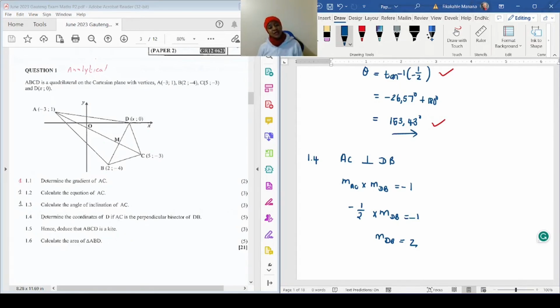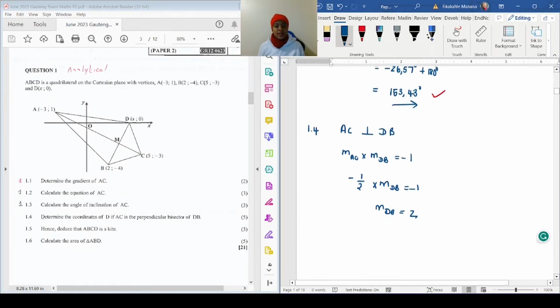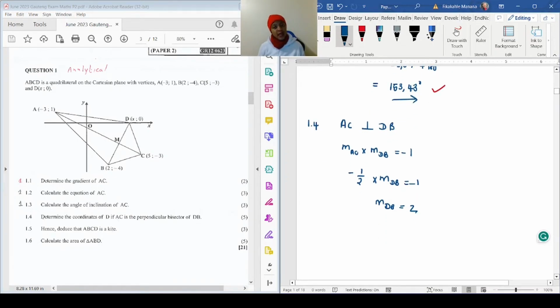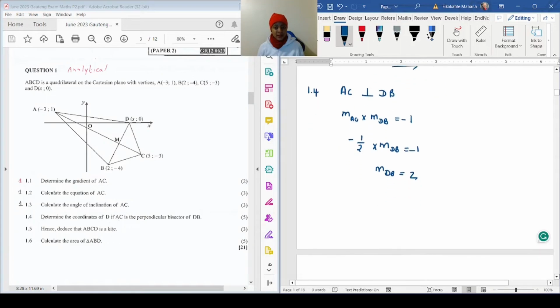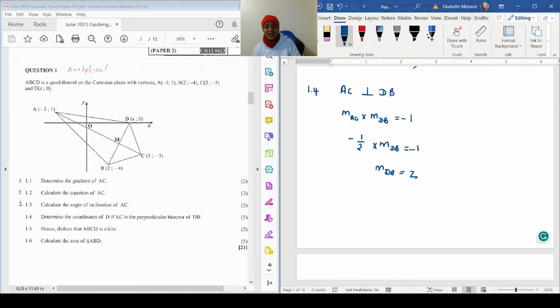What we can do is get the equation of the line, all right? Once you get the equation of the line for DB, because you have a gradient, you also have a point B. Then you work out the x-intercept because y is 0. There are many ways of doing it. If you did it in a different way, please do share it in the comment section. So we have our gradient, which is 2, and we have a point there, which is 2 and -4.